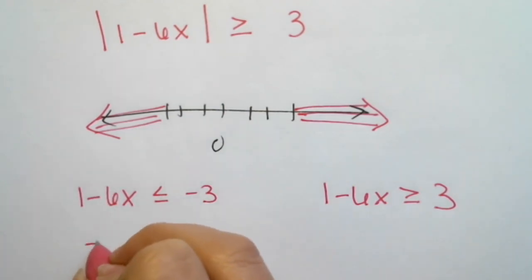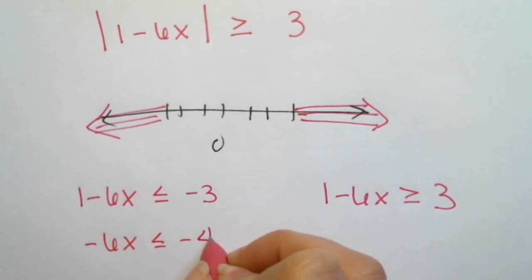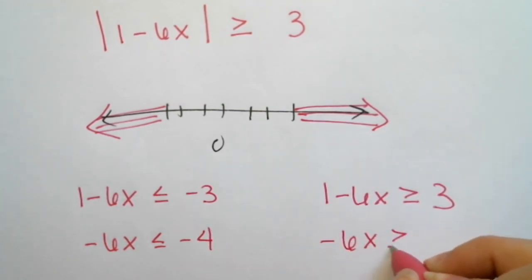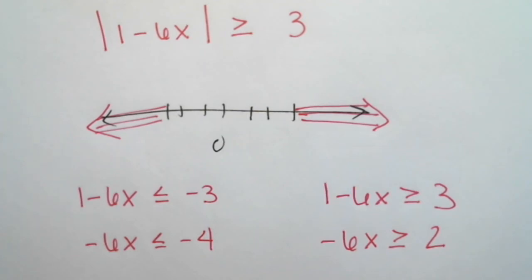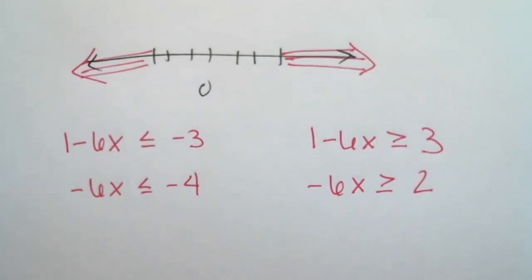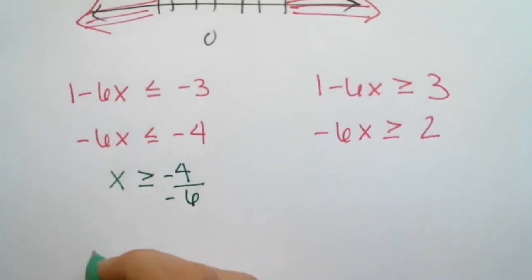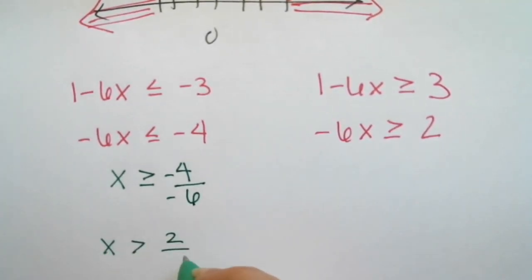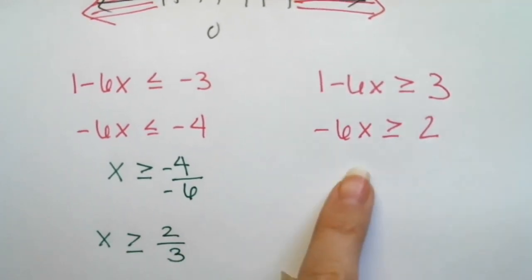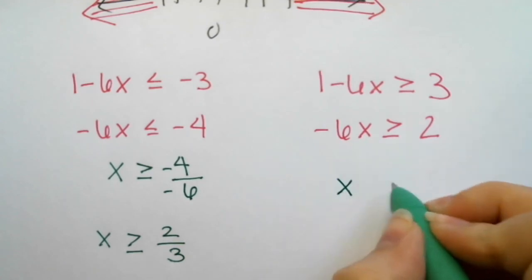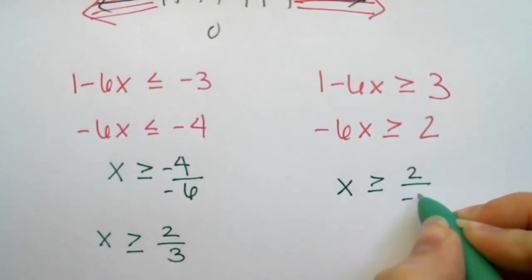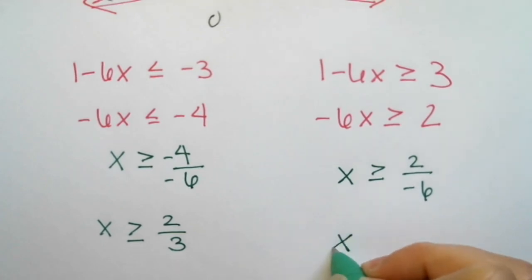I'm subtracting 1, subtract 1. And then I'm going to divide by negative 6. Now it's important that you remember you're dividing by a negative number, so you're going to switch the inequality symbol. And then I'm going to reduce this fraction. I'm going to do the same thing over here. I'm going to divide by negative 6, and then I'm going to reduce my fraction.